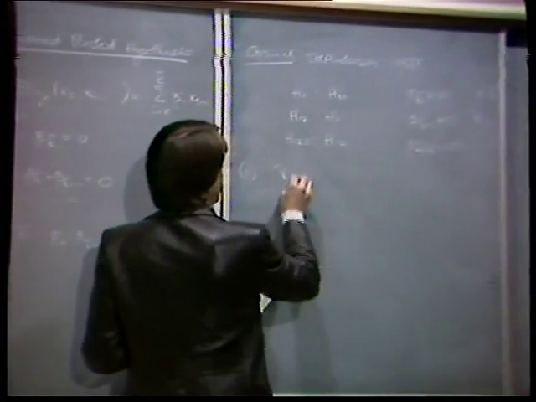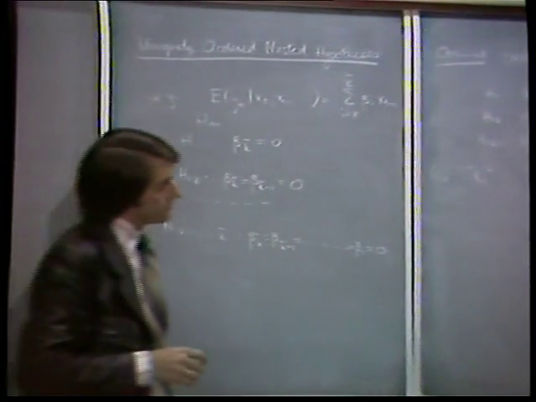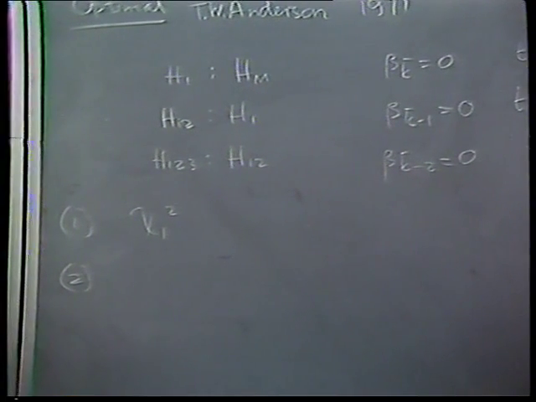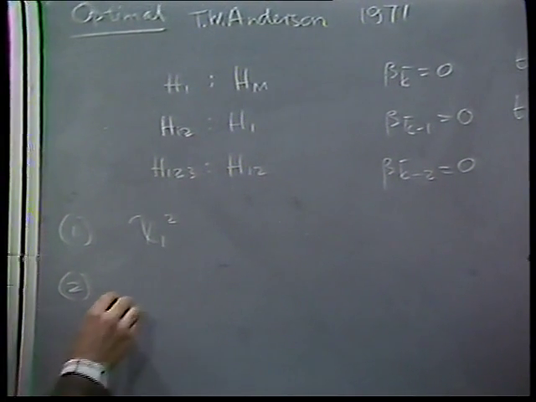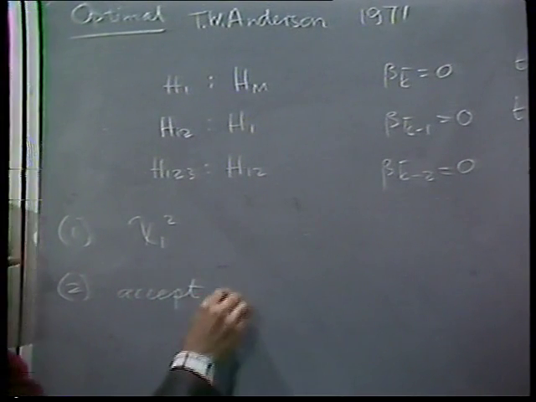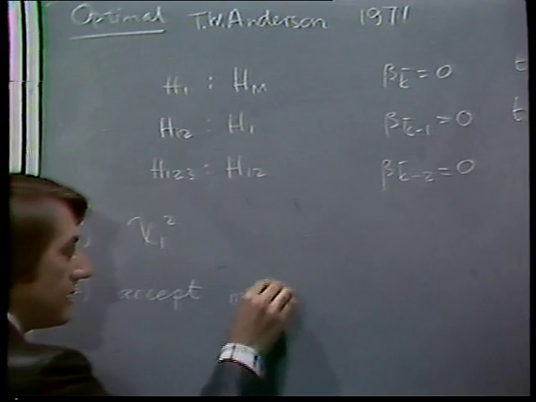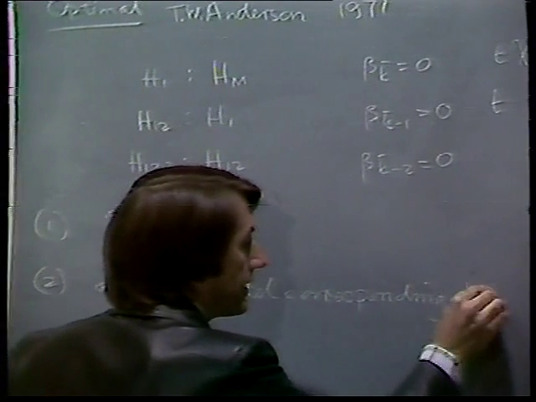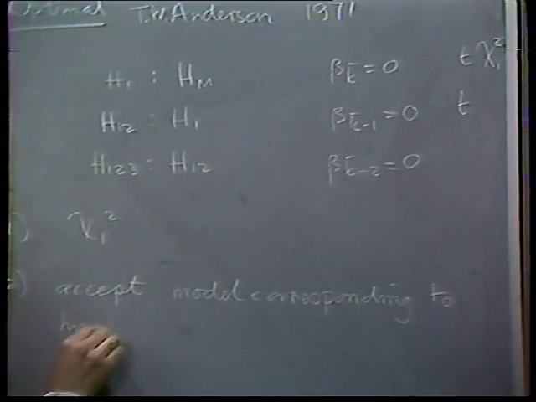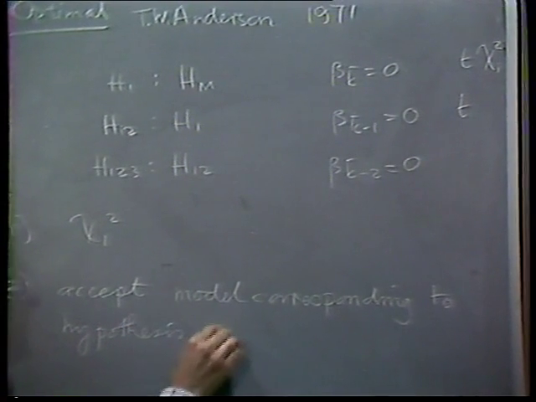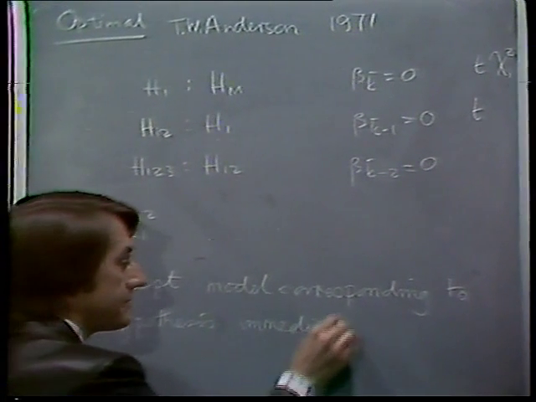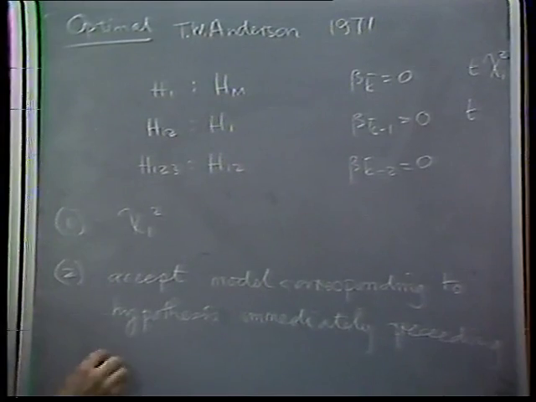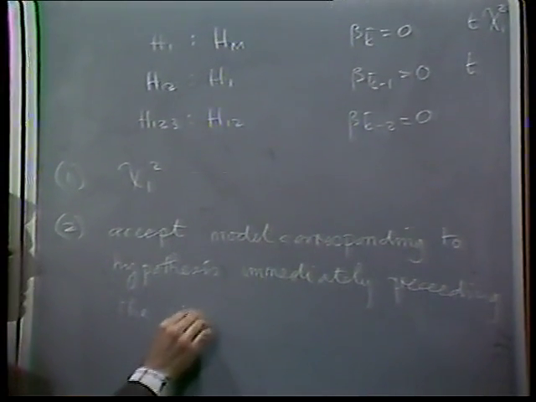So the first point is that there's 1 degree of freedom for every test. The second point I've already made, but it's worth listing again, that we accept the model corresponding to the hypothesis immediately preceding the significant test.